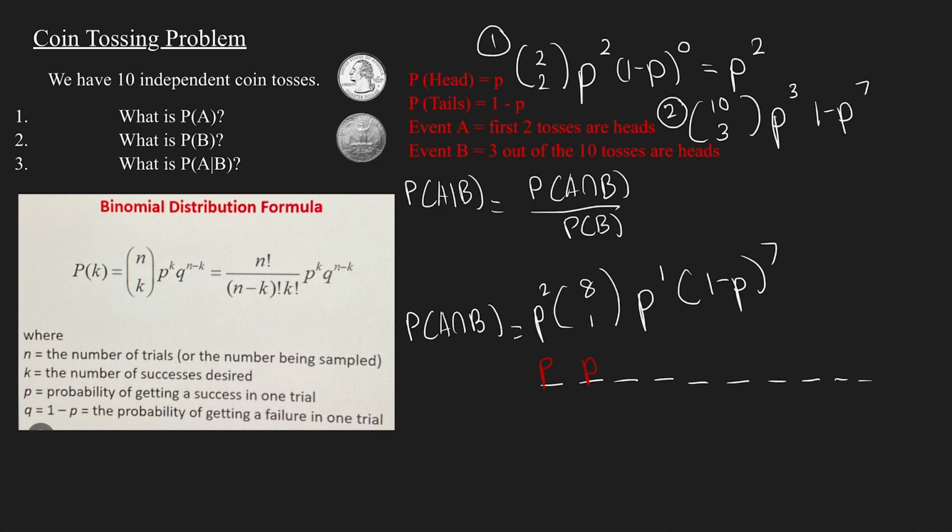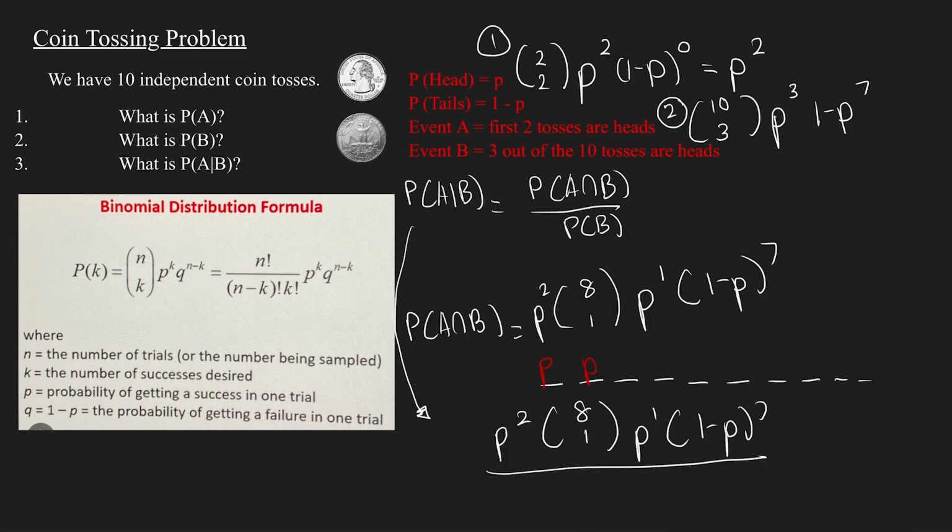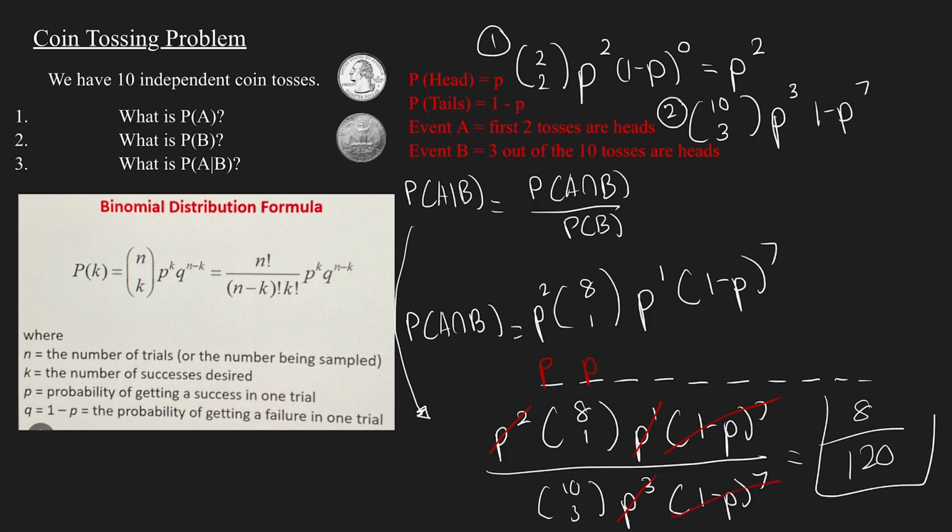So using that, let's move everything to the bottom here and rewrite everything over the probability of B, which we know is 10 choose 3 times p cubed times 1 minus p to the 7. To find the common factors, let's get rid of the 1 minus p to the 7. P squared times p is just p cubed, so let's get rid of that. And 8 choose 1 is 8. 10 choose 3 is just 120, so that is the answer.